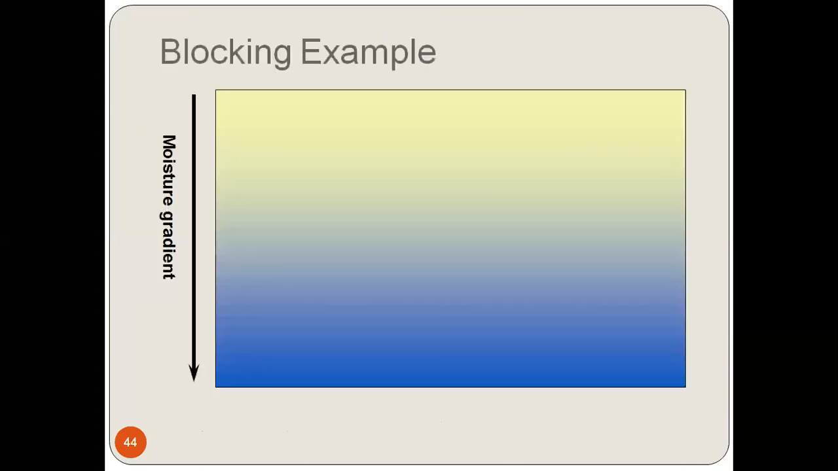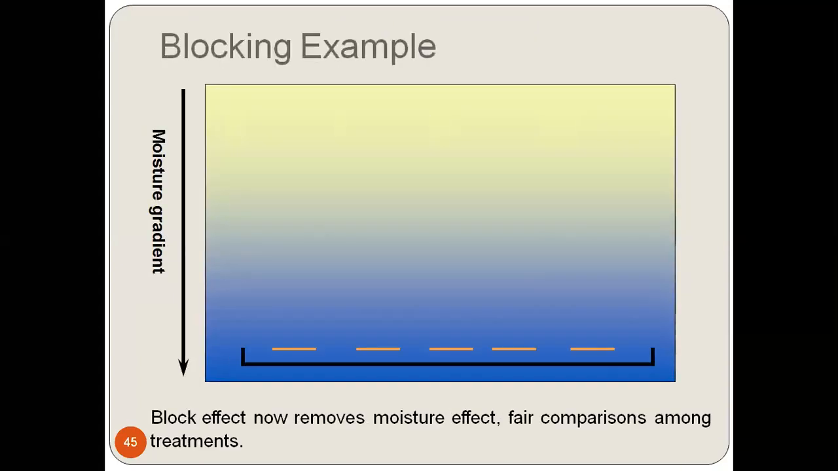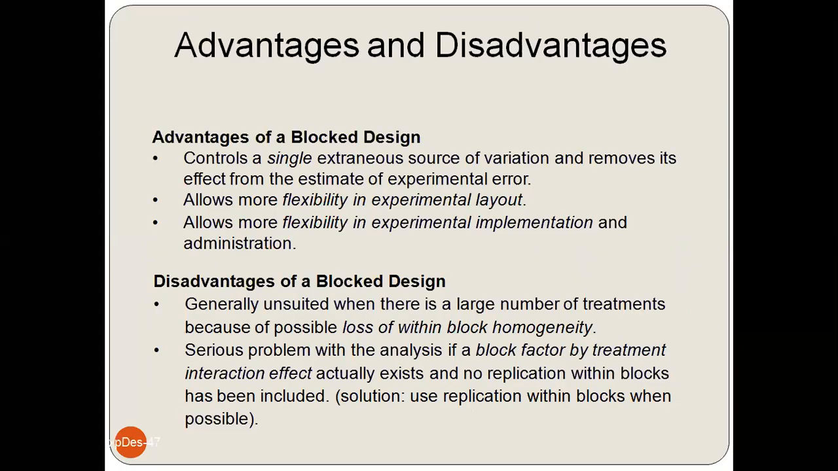Right? So those are some concepts of blocking. Advantages and disadvantages of blocking. The advantages: it controls a single extraneous source of variation and removes its effect from the estimate of experimental error. It allows more flexibility in experimental layout, and more flexibility in experimental implementation and administration.